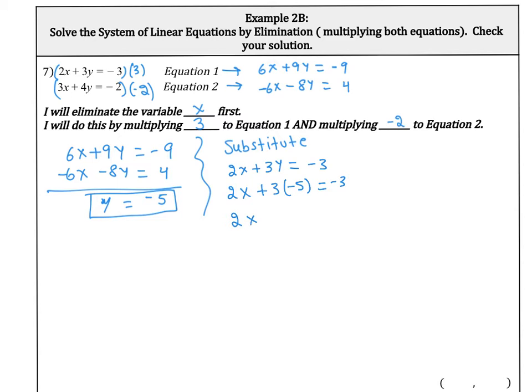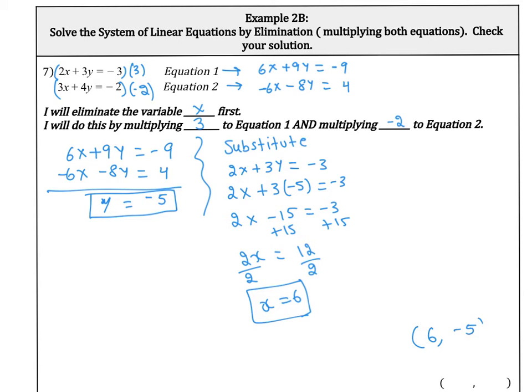So 2x minus 15 equals negative 3. We're going to add 15 on both sides. You're going to get 2x equals 12 and divide by 2 to get x equals 6. So x is going to be 6 and your point is going to be 6 comma negative 5.